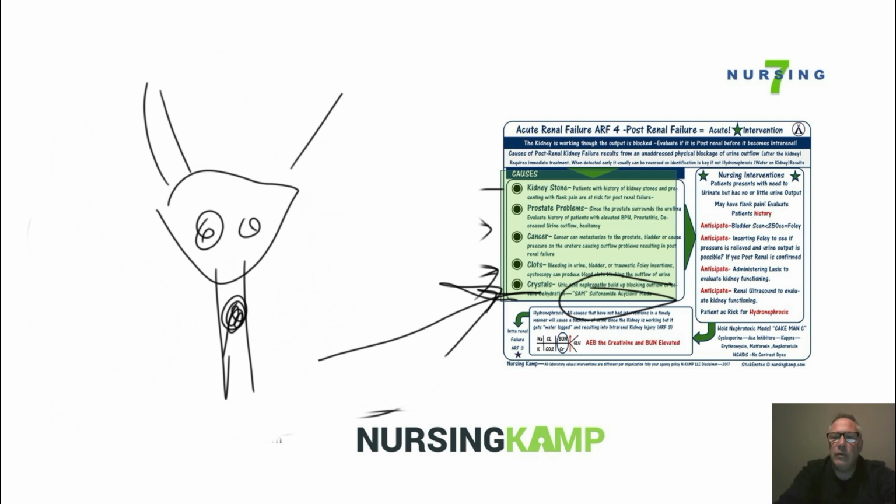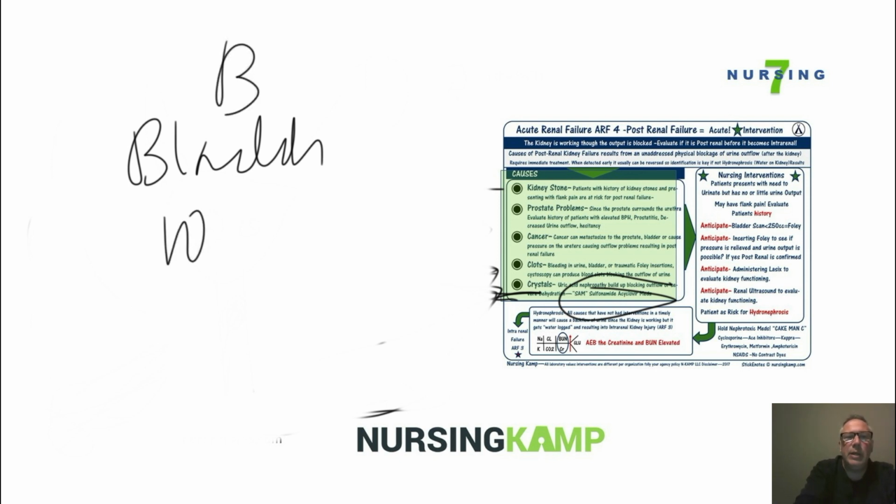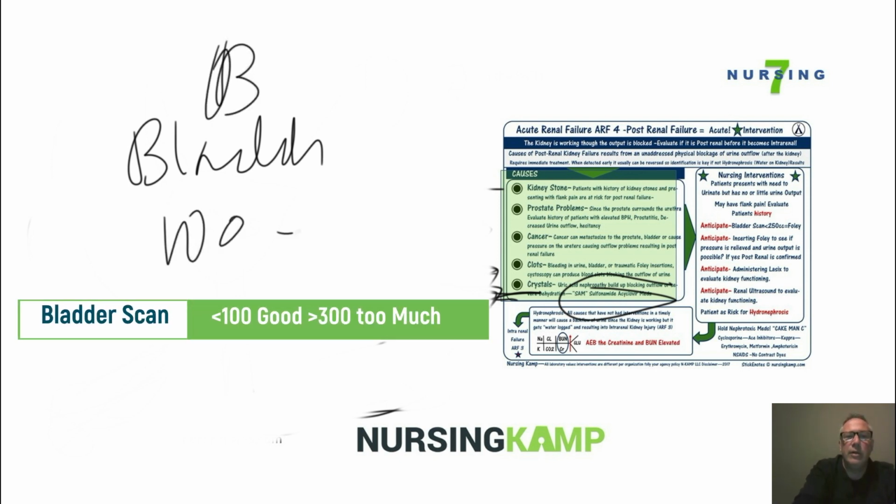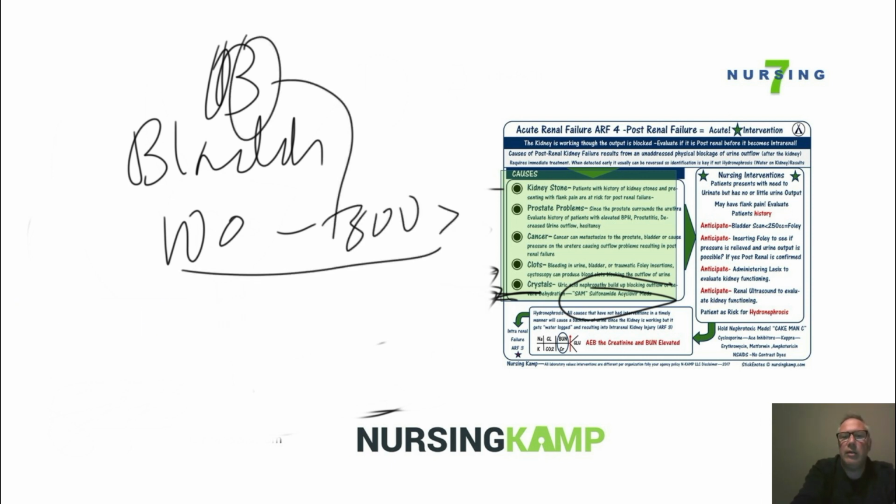The next thing we're going to do is, what are some of the nursing interventions that we'll do with the patient with post-renal failure? Well, there are some basic things that we're going to do. We're going to anticipate a bladder scan. We're going to bladder scan them. We're going to look for a range between, we said, 100 to 300. And if it's greater than 250 to 300, we're going to do an intervention. Now, if they're in between 100 and 300, follow your policy.